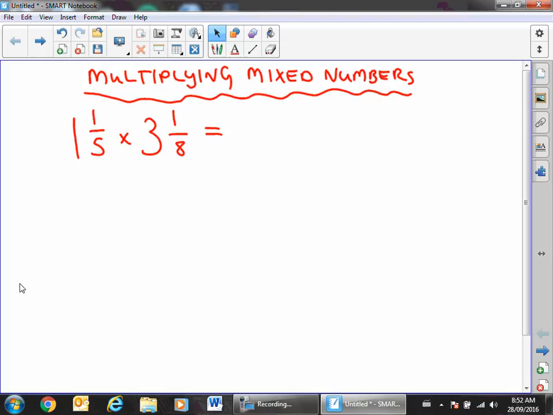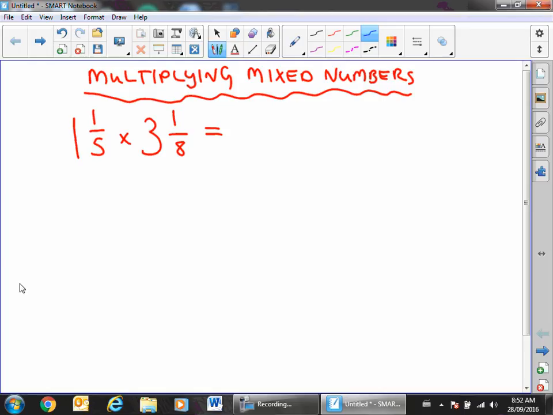Alright, so this is just a short quick review on how to multiply mixed numbers. Now we've gone over all the different ways that we can do this, but I really feel that this is going to be the quickest and the most efficient way of doing it, and the way that you're going to avoid making a lot of simple mistakes.